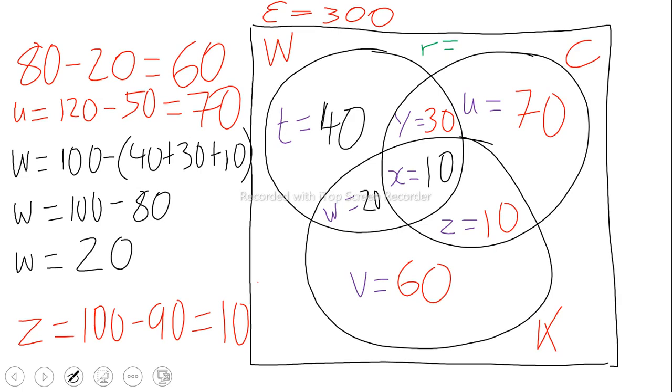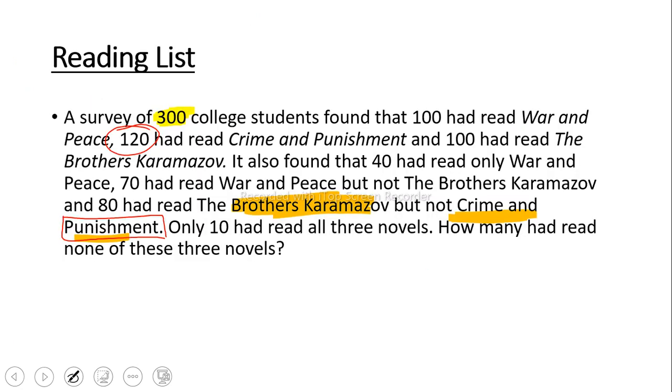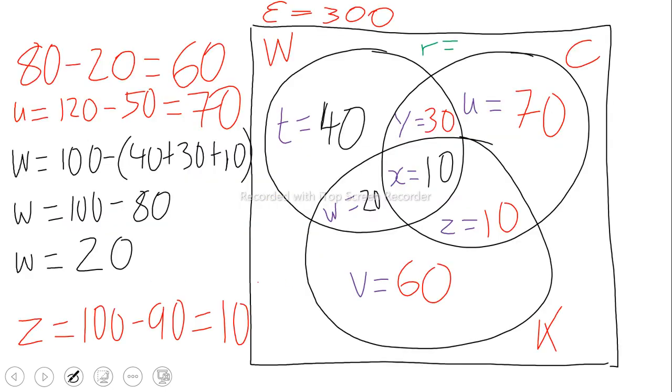I got 60. 60, okay. The question is, how many read none of these three novels? So here, it's going to be R. R is the one on the outside. So in order to get an answer, we're going to add all these up and then subtract it from what? 300. Our universal set.